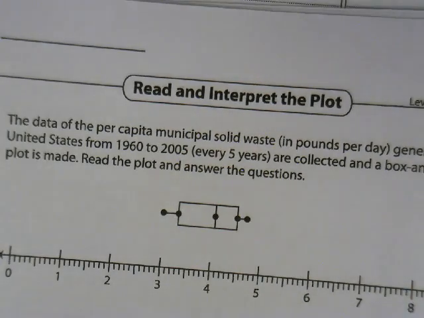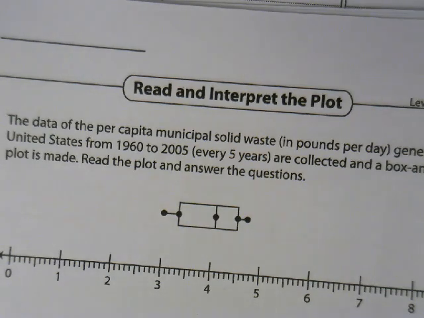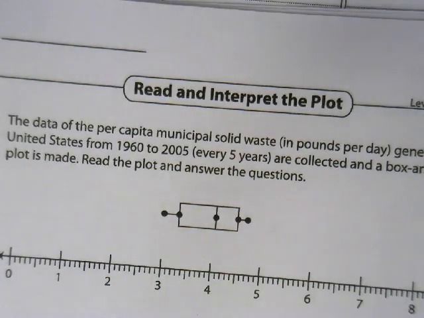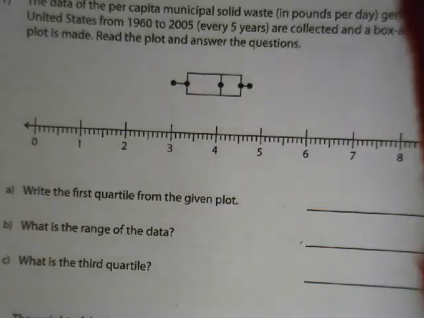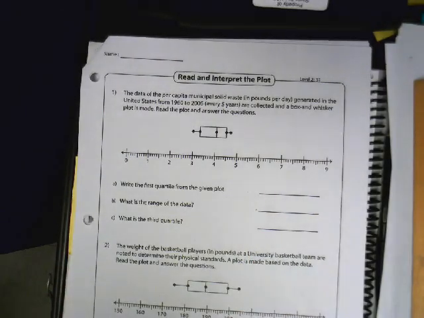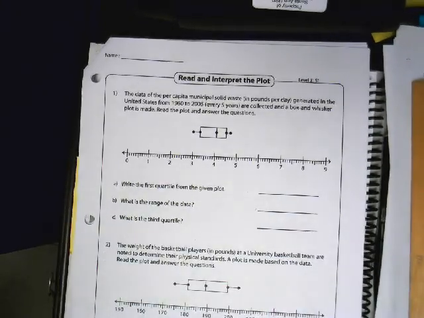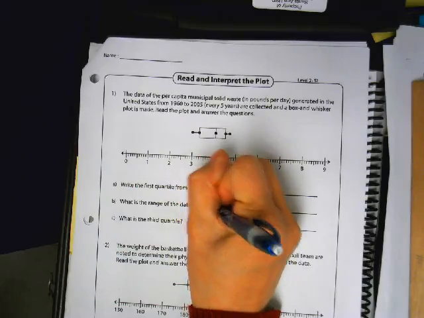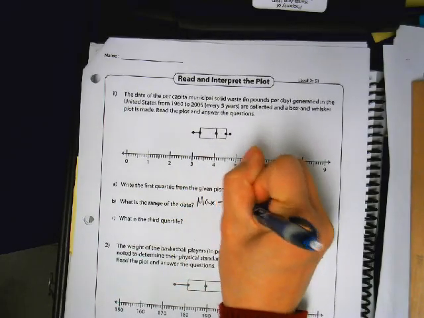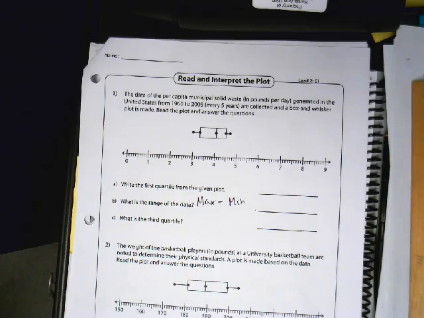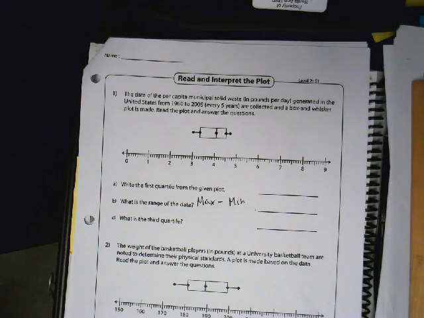Okay, the data of the per capita. Okay. First quartile, range, and third quartile. How do I find the range? Given a box and whisker plot. How do I find the range? Yeah, so the biggest number minus smallest number, otherwise known as maximum minus minimum. Because it's a box and whisker plot, we gotta look for the maximum, and we gotta look for the minimum, and subtract those.